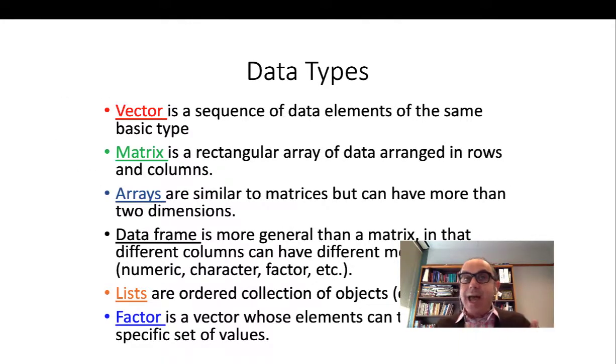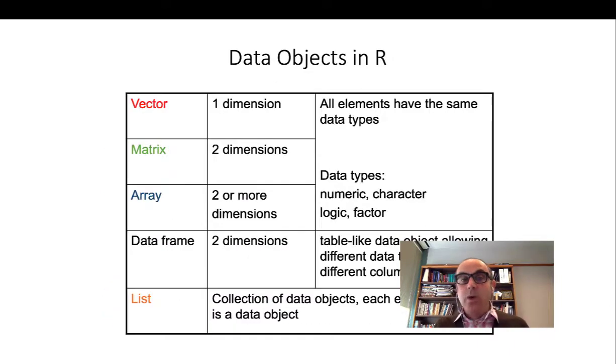What type of data is acceptable to the data frame? The vector, the matrix, the array, the list and the factor can all be part of the data frame. So in this case, it can accept numeric, character, factor, or any other type. And so those are the types of data, and this is how we sort it.